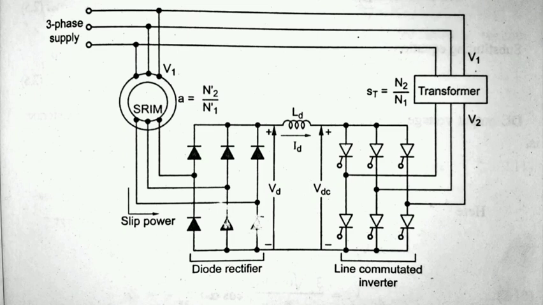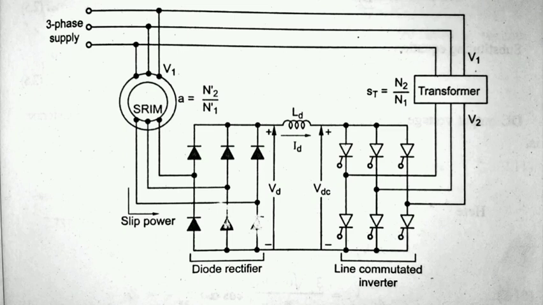Here, the slip power is given to the diode rectifier, which converts the slip power to DC. The rectified voltage of the diode rectifier is VD, and this is an inductor. The inductor LD filters the ripples present in the DC voltage VD. This DC voltage is then converted to AC voltage at the line frequency using a line commutated inverter and pumped back to the AC source. This drive offers a constant torque operation.